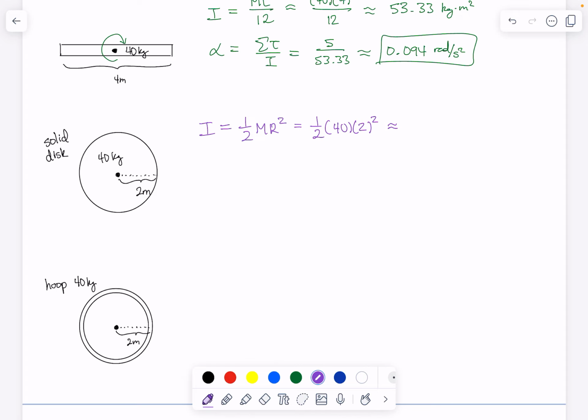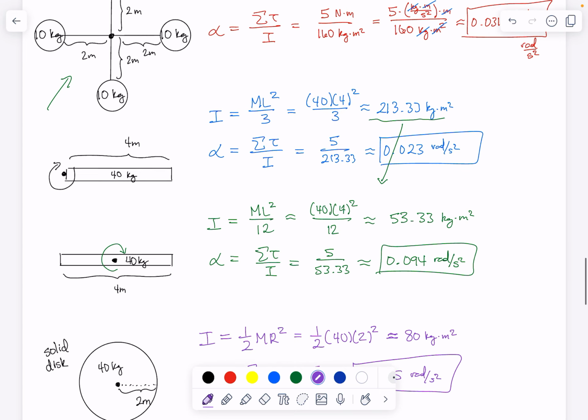Okay, so this is going to be, let's see, 20 times 4. Oh, so it's going to be exactly 80 kilograms meters squared. Alpha is going to equal the sum of the torques over I. In this case, that's 5 over 80, which equals 0.0625. So it'll be radians per second squared.